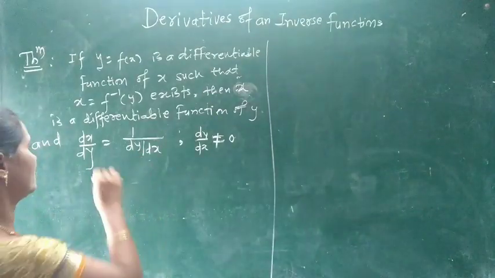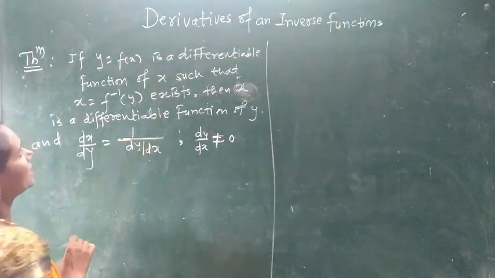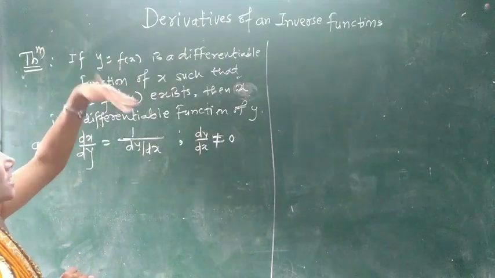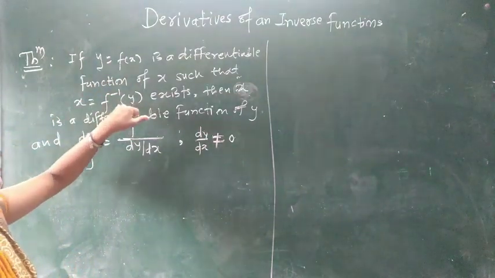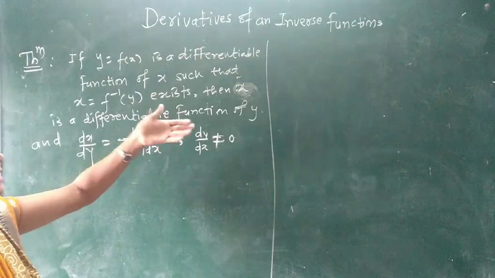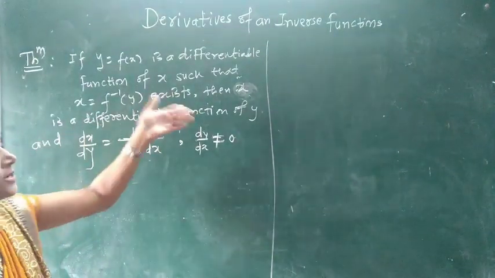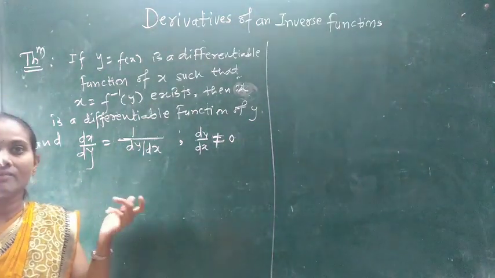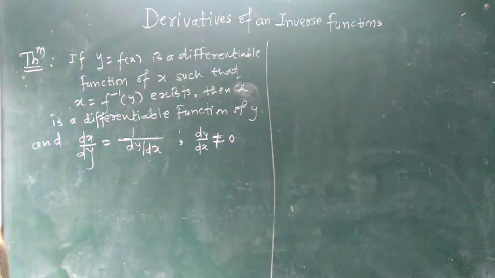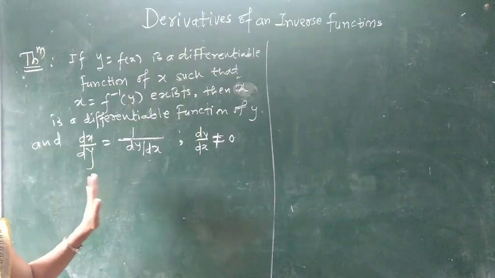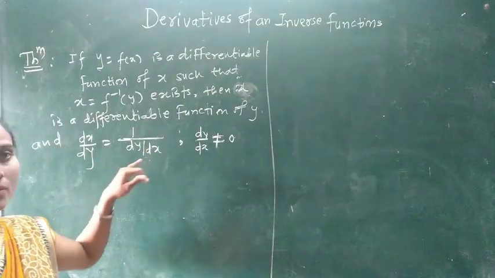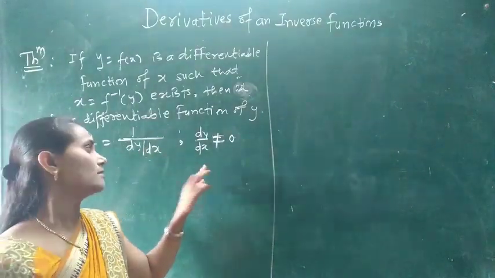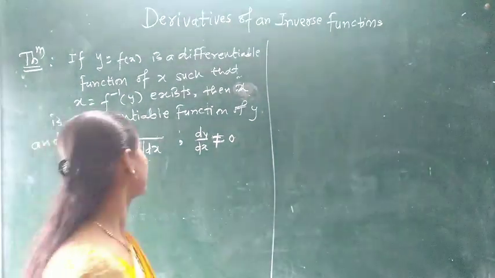It can be determined. So, if y is f of x such that x is equal to f inverse of y exists, then the function x is a differentiable function of y. If x is a differentiable function of y, then y is a differentiable function of x. So, dx upon dy is equal to what? 1 upon dy upon dx. Now, we see examples.